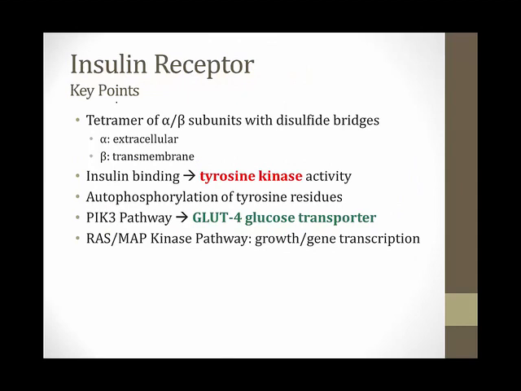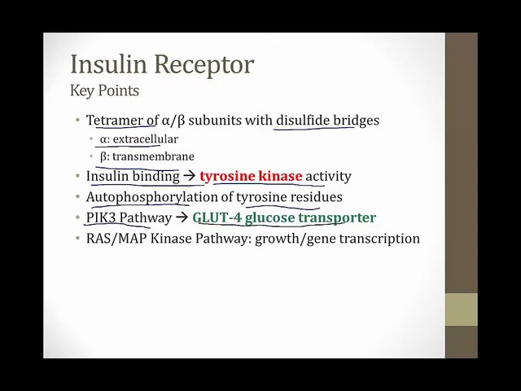So on this slide, I've summarized some key points to remember about the insulin receptor. It is a tetramer of alpha and beta subunits with disulfide bridges. The alpha portion is extracellular. The beta portion is transmembrane. Insulin binding leads to tyrosine kinase activity of the receptor. It will autophosphorylate tyrosine residues. This can activate the PI3K pathway, which leads to increased GLUT4 glucose transporters on target cells. The insulin receptor can also activate the RAS-MAP kinase pathway, and this can lead to growth and gene transcription.